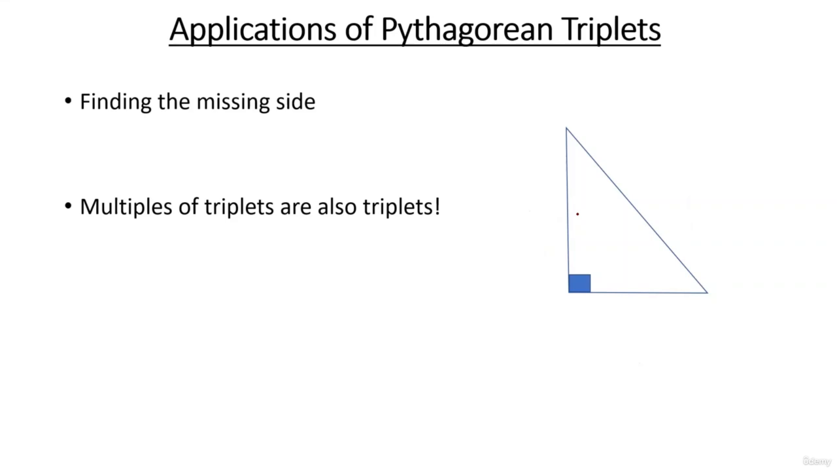Okay, so you take a Pythagorean triplet, you multiply it with a constant, the result will always be a Pythagorean triplet. Okay, that's the next application.